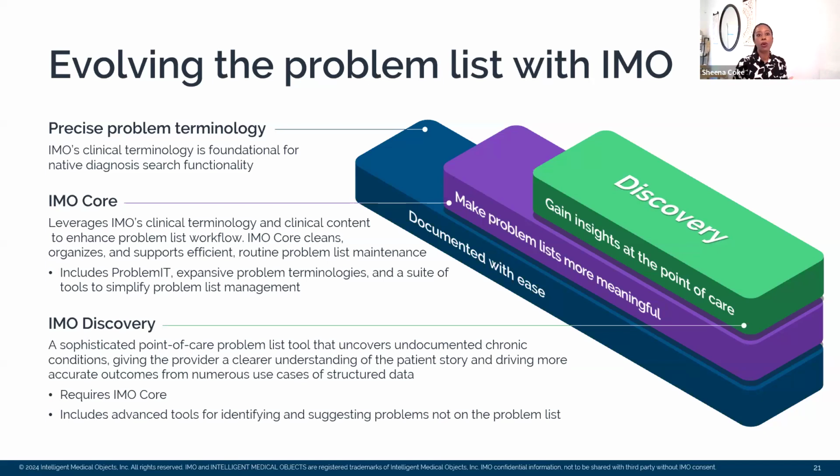So if you look here, IMO Core really builds on that precise problem terminology to ensure that in addition to just clinical documentation, we have accurate and a full breadth of clinical content that enables problem list workflow, IMO Core capabilities that allow us to clean the problem list, organize the problem list, and support efficient routine problem list maintenance. Building on that, IMO Discovery capability is a sophisticated point-of-care problem list tool that really uncovers undocumented chronic conditions, like the ones June just mentioned, that really help give the provider a clearer understanding of the patient's story and drives more accurate outcomes from numerous use cases of structured data.